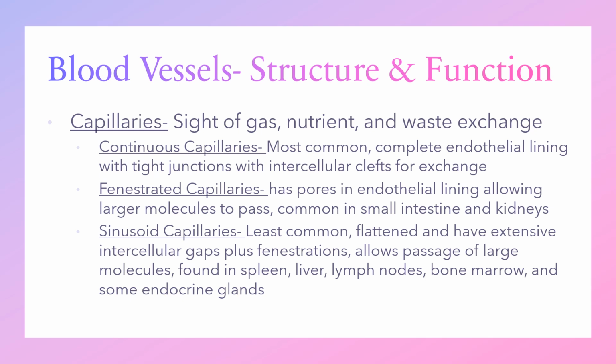Next, we're going to talk about capillaries. Capillaries are the smallest and most numerous blood vessels, playing a crucial role in the circulatory system. They are primary sites for exchanging gases, nutrients, and waste products between blood and surrounding tissue. The structure of capillaries allows for efficient diffusion, and their extensive network ensures that all tissues receive adequate blood supply.